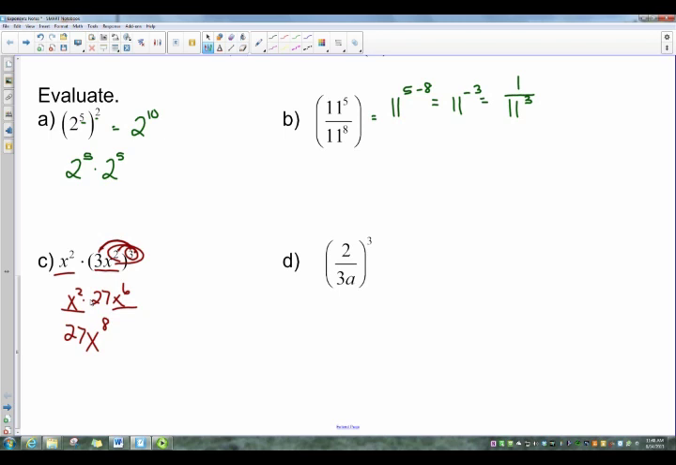Okay, hopefully you guys had a second to try that out. So this 3 is on the outside of my parentheses. I'm going to send it through to everything, and that's the key. So I have 2 cubed, which is 8. I've got 3 cubed, which is 27, and I've got a cubed, which is a cubed. So it's 8 over 27a cubed.